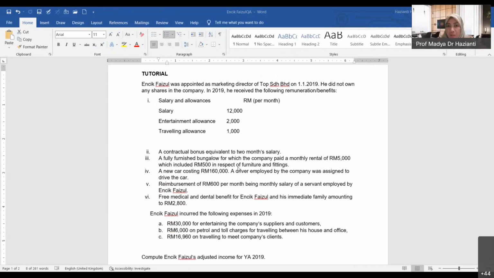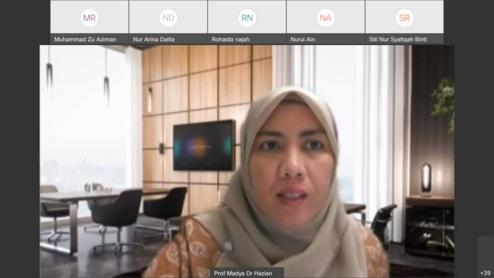Travelling ke entertainment ni? Travelling tak? Travelling dia hanya untuk business je yang boleh tolak, if you use that to perform official duties. Sekejap saya share slide ni.